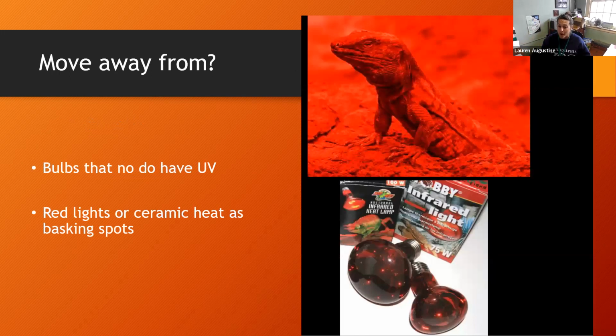And things that we want to move away from are bulbs that do not have UV. So solely using red lights or ceramic heat as basking spots or as heat spots with no other lighting is a bad thing, and you really want to move away from that, because you can see that lizard who we saw the UV markings on in the UV light now has no markings under a red light. So providing solely red light as a basking area is really inadequate for a reptile. And I would probably say all taxa.